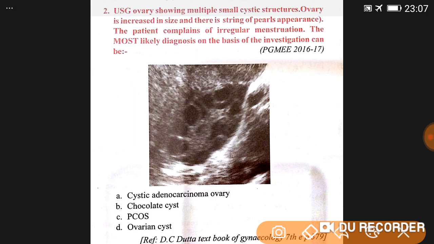USG of the ovary showing multiple small cystic structures. The ovary is increased in size and there is a string of pearls, seen in PCOD. The patient complains of irregular menstruation. Most likely diagnosis on the basis of investigation? These are the pearl necklace patterns. See, necklace, cysts. So we can say polycystic ovarian syndrome or Stein-Leventhal syndrome.